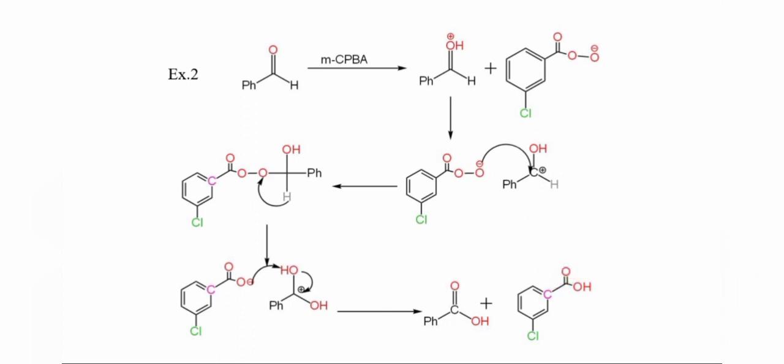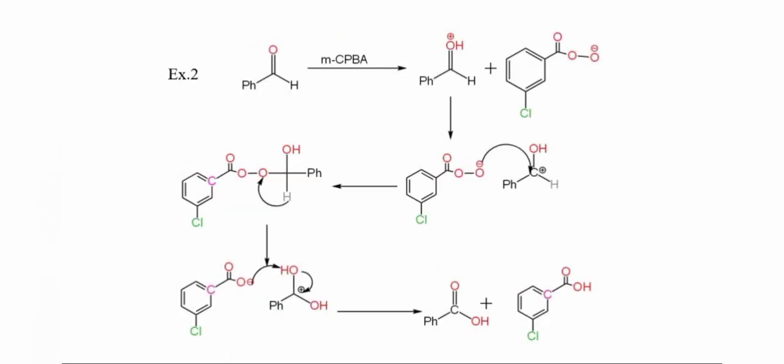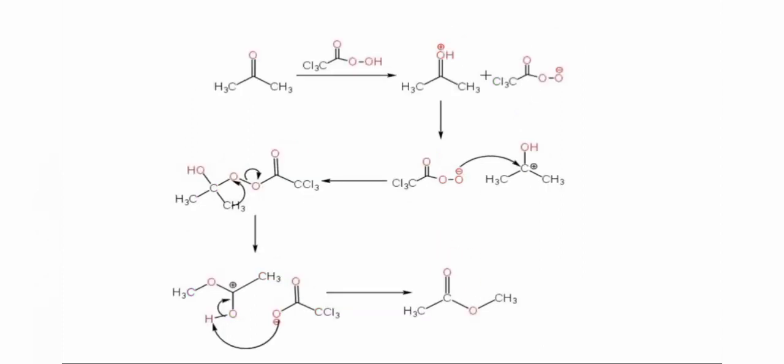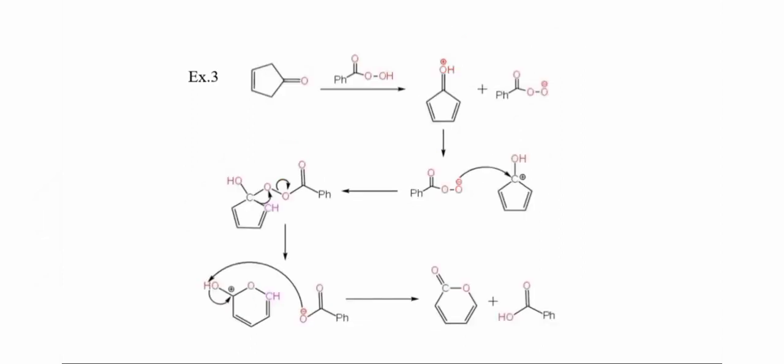Okay, so what is our conclusion? From aldehyde we get acid, and in the previous example with ketone we get ester. Okay, so remember that in Baeyer-Villiger rearrangement or Baeyer-Villiger oxidation, from aldehyde we get acid, here you can see acid, and from ketone we get ester. Okay, I hope you understand the mechanism. Let us see one more example.